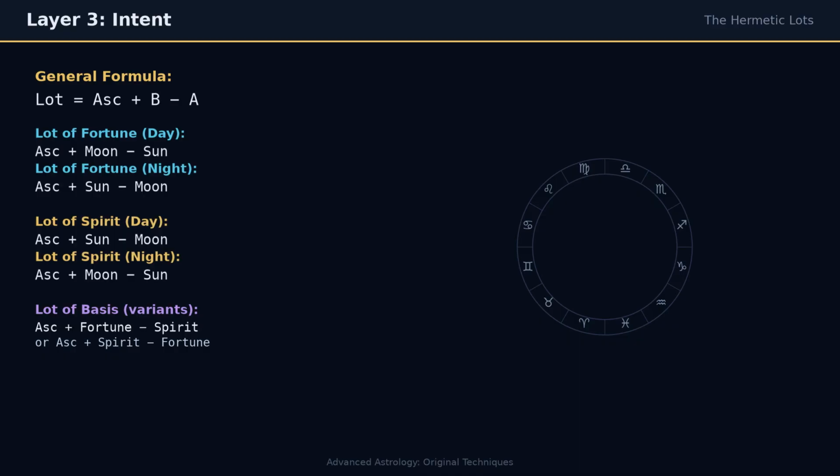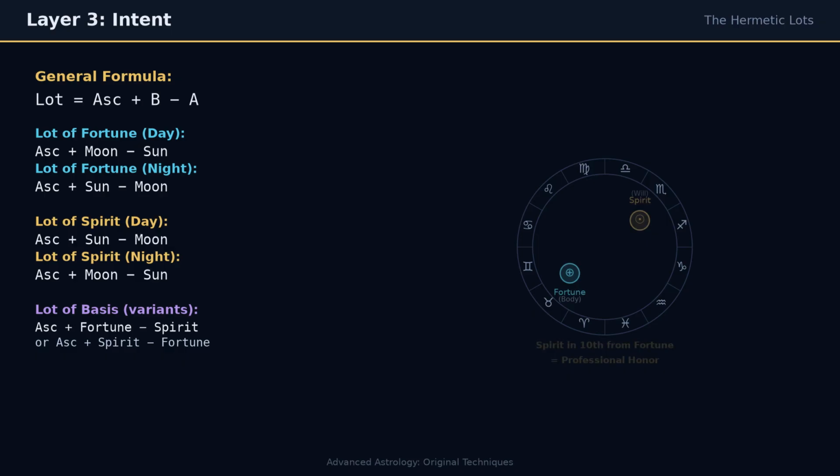Fortune equals ascendant plus moon minus sun by day, reversed by night, ascendant plus sun minus moon. The lot of spirit is the complement, ascendant plus sun minus moon by day, and ascendant plus moon minus sun by night. Fortune is the body, spirit is the will. Where fortune shows what happens to you, spirit shows what you deliberately choose to create. The lot of basis is ascendant plus fortune minus spirit, or the reverse. It reveals the foundation beneath both.